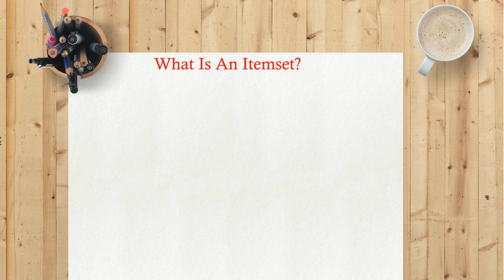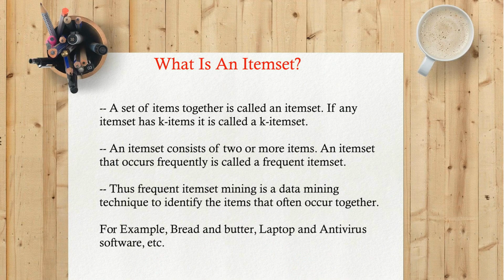What is an item set? A set of items together is called an item set. If any item set has k items, it is called a k-item set. An item set consists of 2 or more items. An item set that occurs frequently is called a frequent item set. Thus, frequent item set mining is a data mining technique to identify the items that often occur together, for example, bread and butter, laptop and antivirus software, etc.